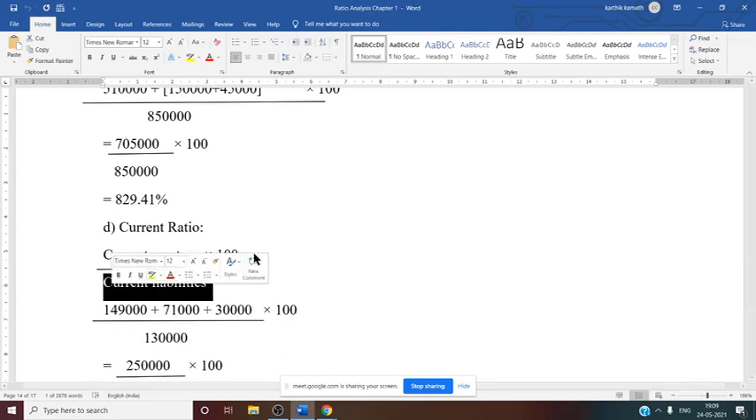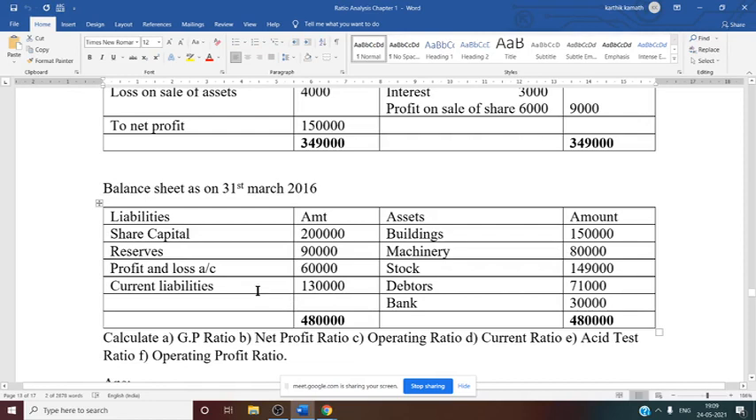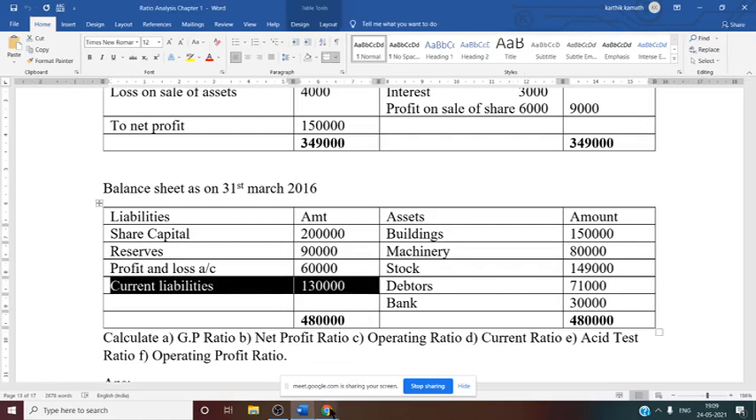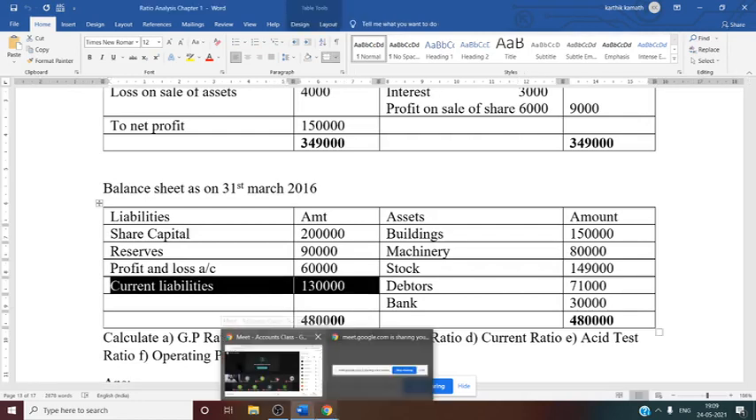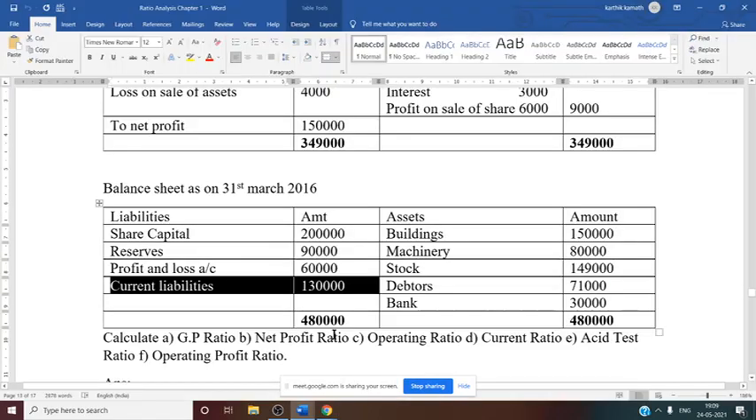Similarly, the current liability is given directly in the balance sheet, that is 1,30,000. Usually they give you creditors and bills payable as current liability, but in this question they have given it directly, so you can consider that. What about the other three items above the current liability? That is nothing but shareholders' fund.